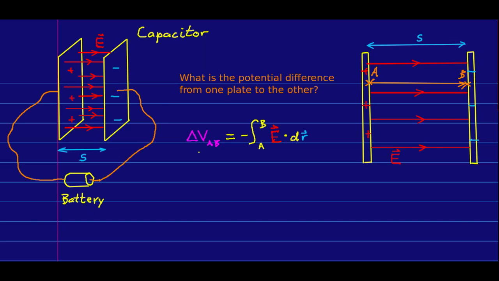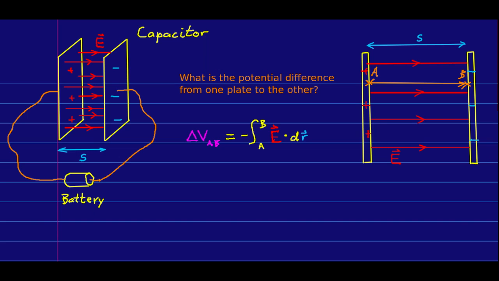Let's use this relationship between potential difference and E field to find the potential difference between one plate and the other of a capacitor. So here is a capacitor. It's been hooked up to a battery, which caused it to become charged, and we now know that there's a uniform E field inside it, and that's going to make it very easy to find the potential difference between the plates. So the plates have some separation s, and the first thing I need to do is define a path, which I've done here from A to B, A on the positive plate, B on the negative plate, and I've made sure I've picked an easy path.